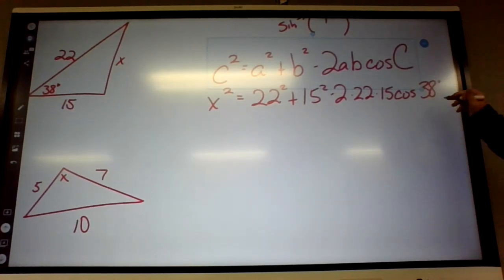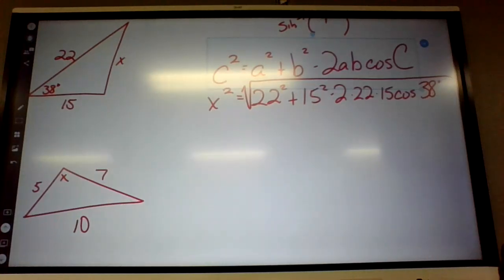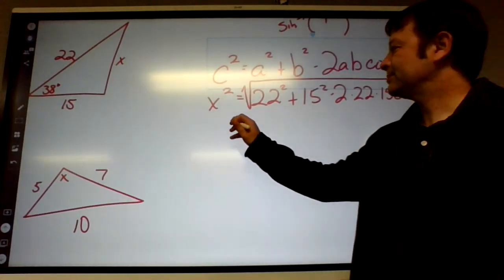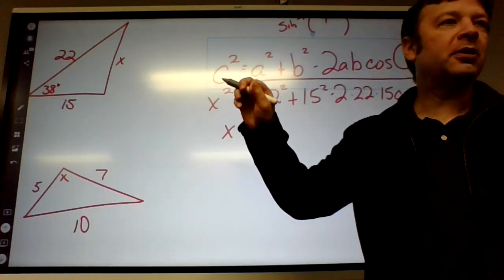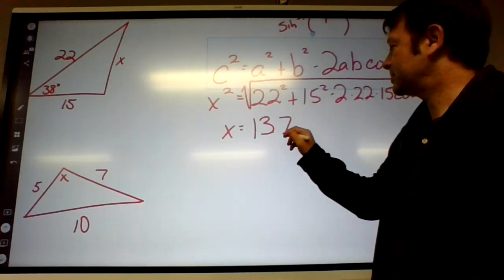Because that's what x squared equals, that means we have to square root everything. Anybody get this one? That's what I did wrong. 30.7? 13.7? Okay, that sounds about right.